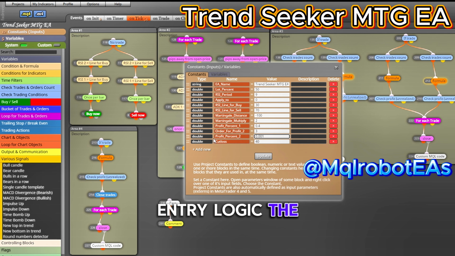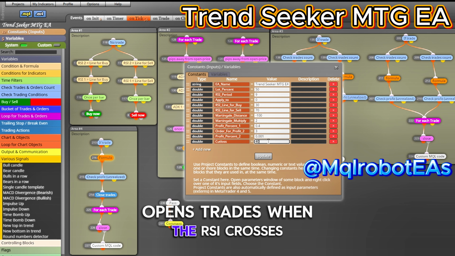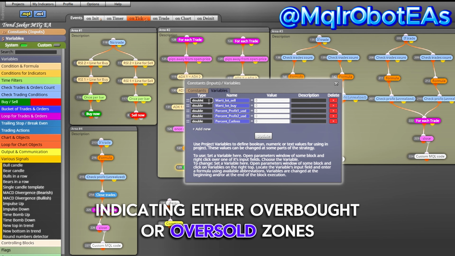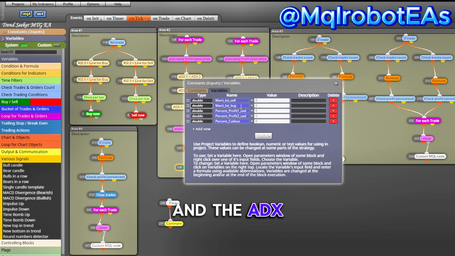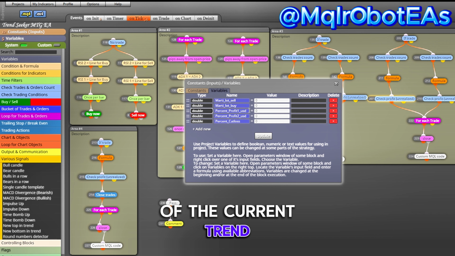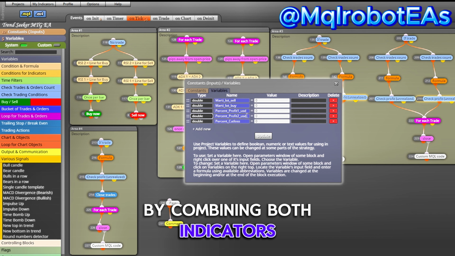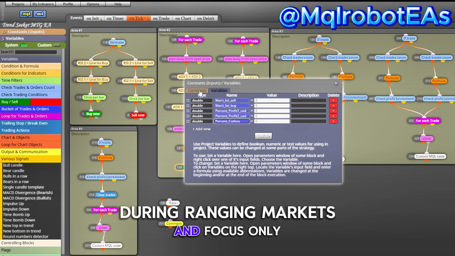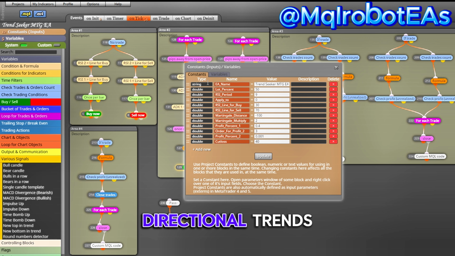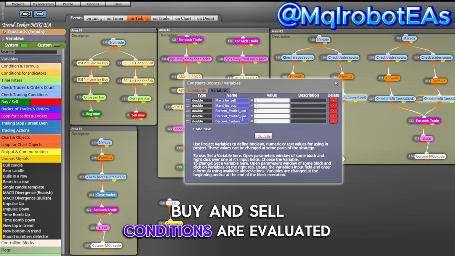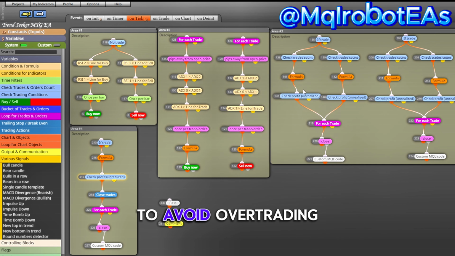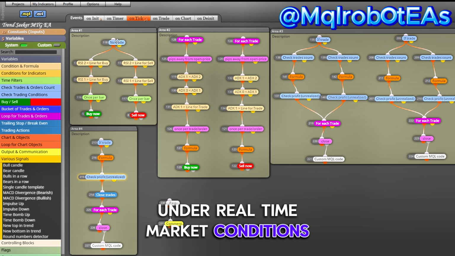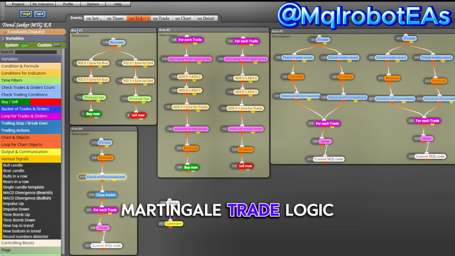Entry logic. The EA opens trades when the RSI crosses a defined level indicating either overbought or oversold zones, and the ADX confirms the strength of the current trend. By combining both indicators, the EA aims to filter out false signals during ranging markets and focus only on strong directional trends. Buy and sell conditions are evaluated once per bar to avoid overtrading and to maintain stable performance under real-time market conditions.